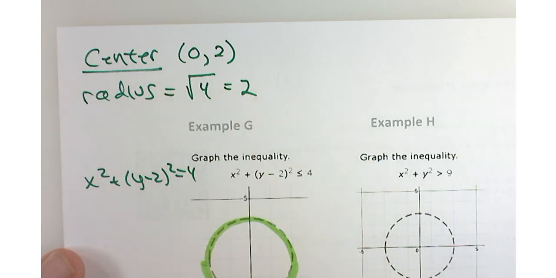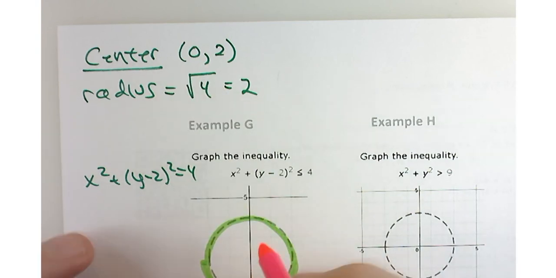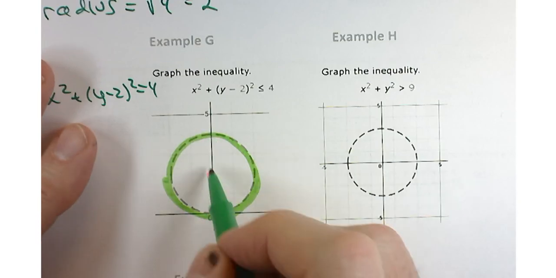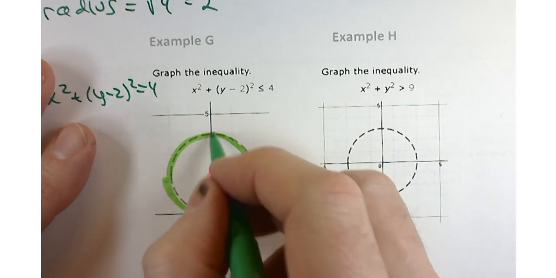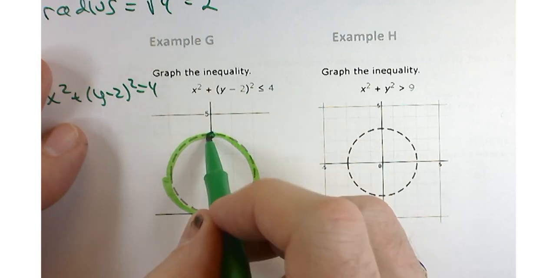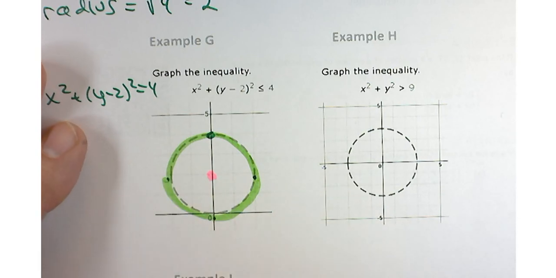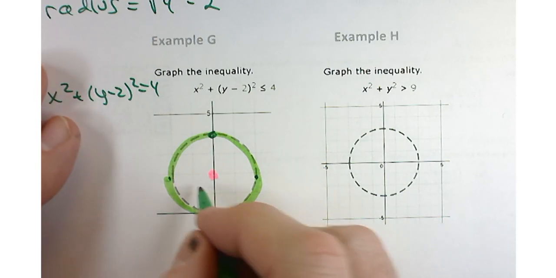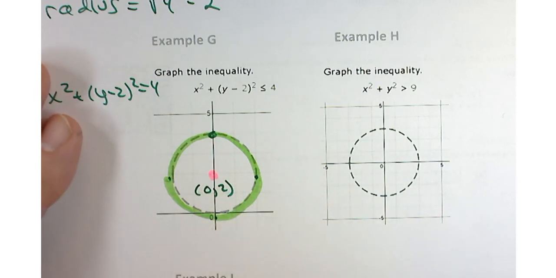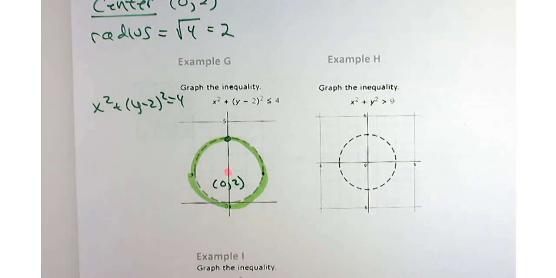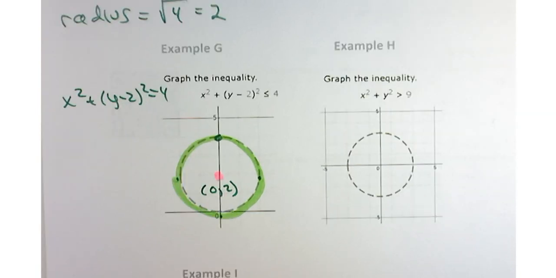So there you go. If you were stuck coming up with this graph on your own, what I would do is start out with the center, which is at 0, 2, and then do all 4 points of the compass: north, south, east, and west. So (0, 4), (0, 0), (2, 2), and (-2, 2). So those would be your different points. This is your center, 0, 2.